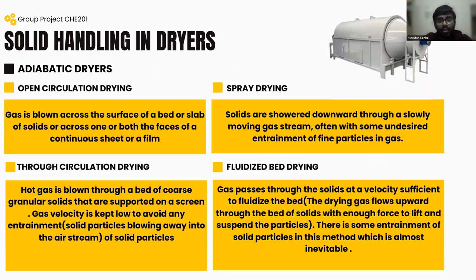So let's move on to the next thing, that is solid handling in dryers, especially in adiabatic dryers. For that, we have four types of solid handling. The first is open circulating drying, in which gas is blown across the surface of a bed or a slab of solid, or across one of the faces of a continuous sheet or a film. The second is spray drying, while the third is through circulation drying, and the fourth is fluidized bed drying. All four points are well explained in the given slide.